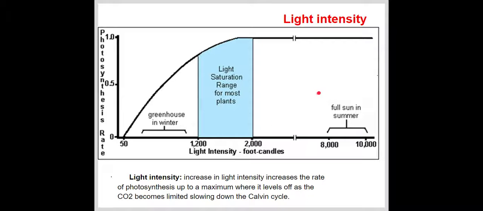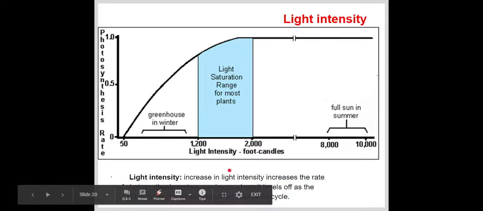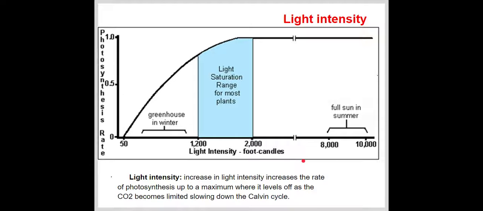The second one we'll look at is light intensity. As light intensity increases, the rate of photosynthesis will increase up to a maximum point where it levels off, and the carbon dioxide becomes limited, slowing down the Calvin cycle. The Calvin cycle, or the light-independent phase of photosynthesis.